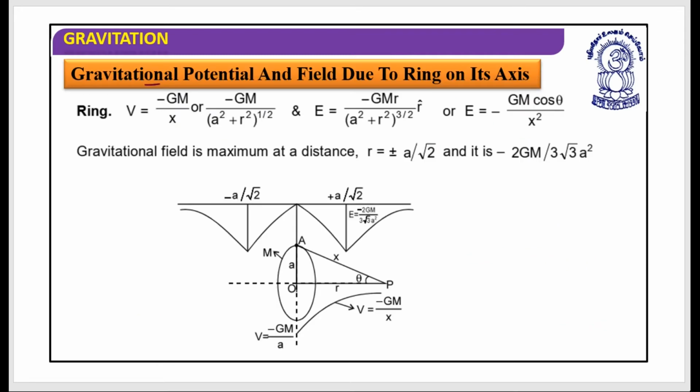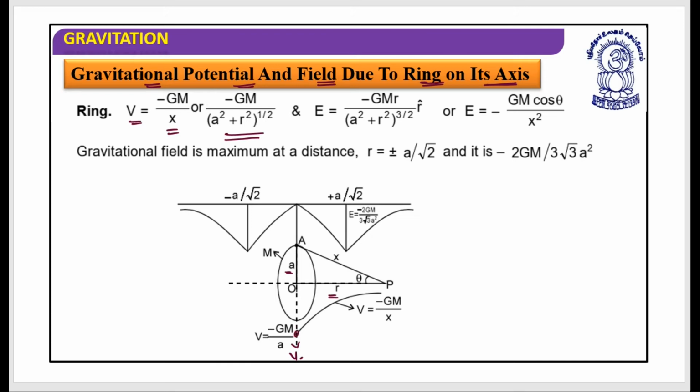This is the summary. It's the gravitational potential and field due to the ring on its axis. For potential, it's minus G m by x, or that could be written as minus G m divided by the square root of a square plus r square. Here I have taken a as the radius, and r is the perpendicular distance. And if I am supposed to plot this, it's a graph of potential versus distance.